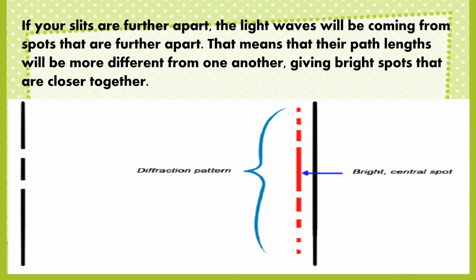So if your slits are farther apart, the light waves will be coming from spots that are farther apart. That means that their path lengths will be more different from one another. So this gives bright spots that are closer together.